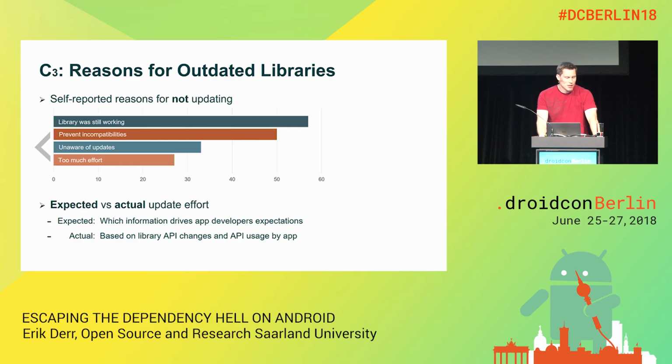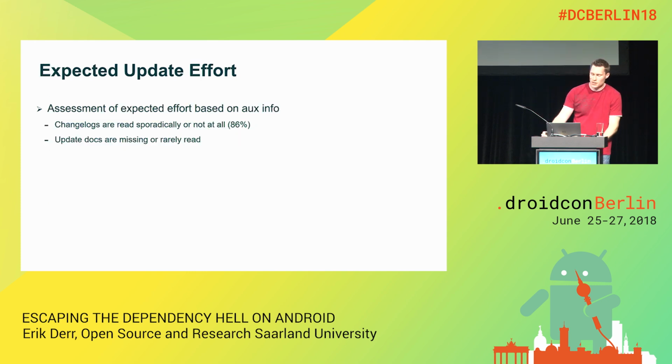So this actually boils down to expected versus actual update effort. What do I mean by this? Expected is which information drives app developers to assess compatibility of a new library version. And the actual update effort is basically doing the code analysis, checking how the API evolves over time.